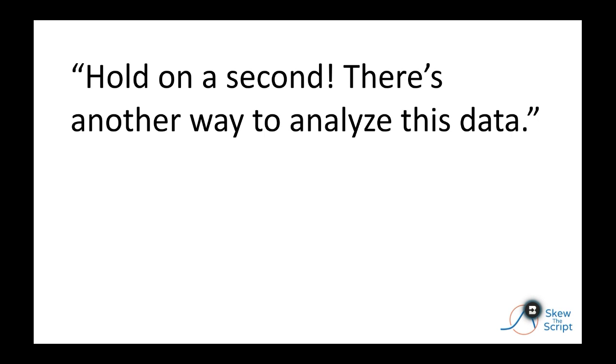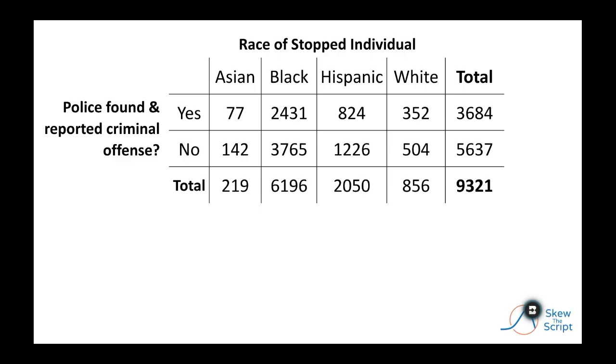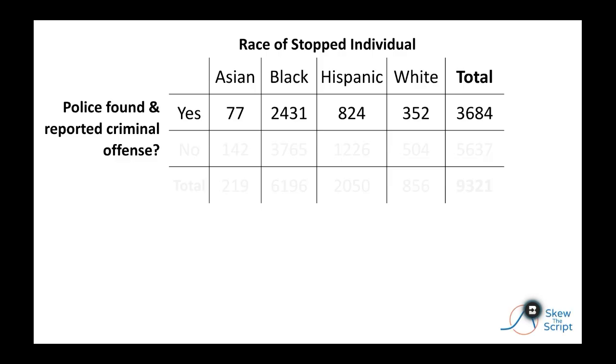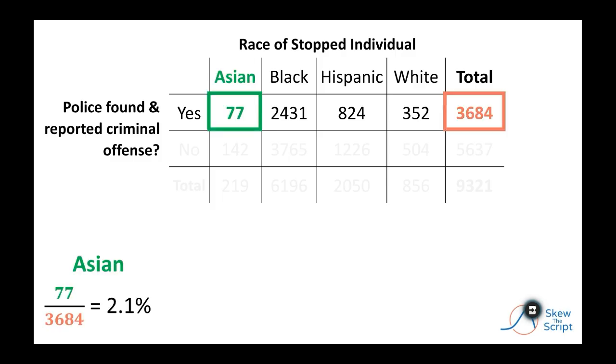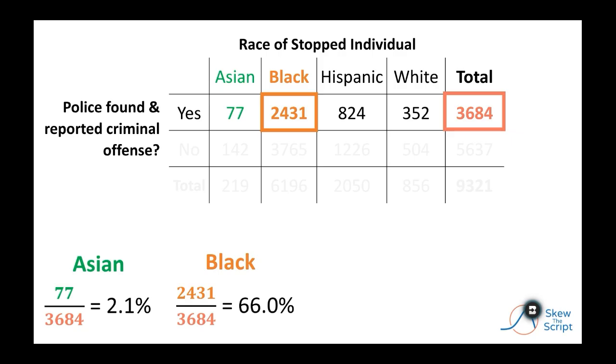Now to our discussion. Imagine a supporter of the stop and frisk program says, hold on for a second. There's another way to analyze this data. Going back to our data, let's look at just the stops that found crime. When considering just this row of the two-way table, we see that 77 of the 3,684 criminal offenses, or 2.1%, were from stops of Asian individuals.